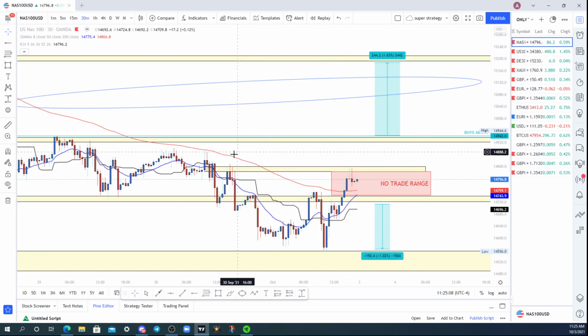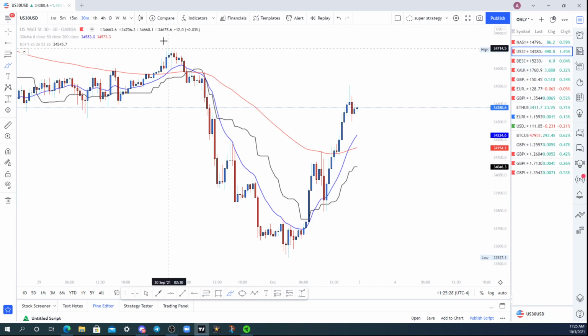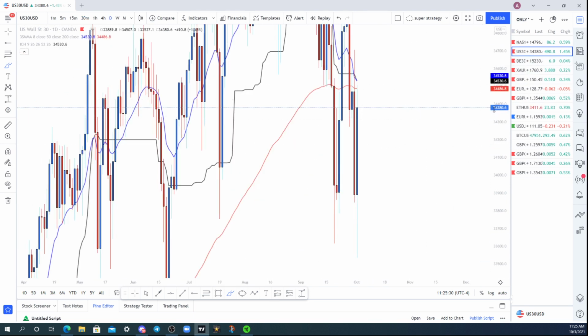Now, if we do start to break above these highs here, at that point, these SMAs would now be in our favor, kind of something like this, to then come up. So you do have to be very mindful that once these SMAs start to flip bullish, you guys can start looking for longs. US 30, let's go up to the daily, see how the daily is looking.